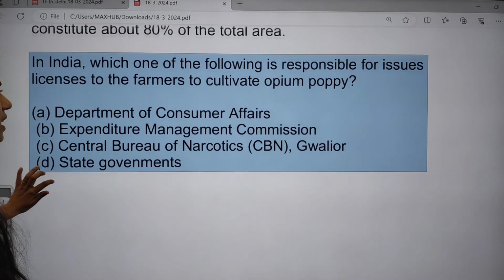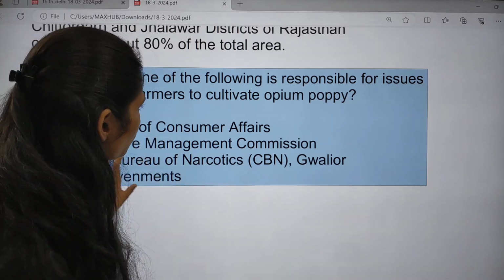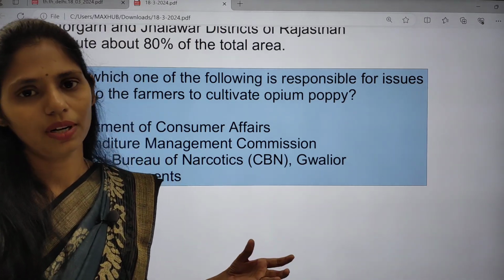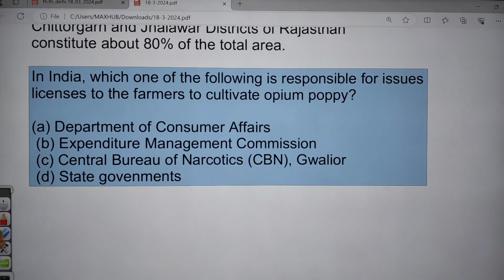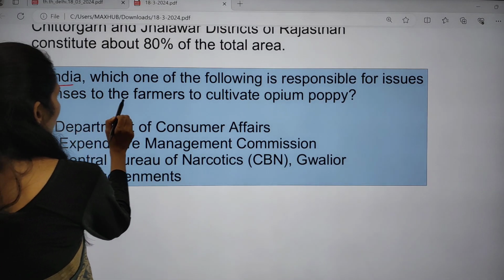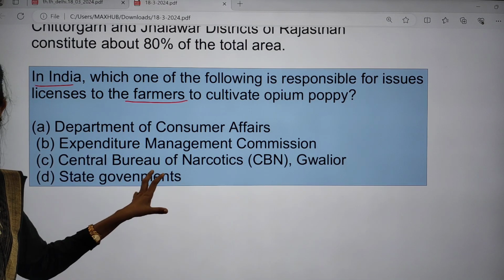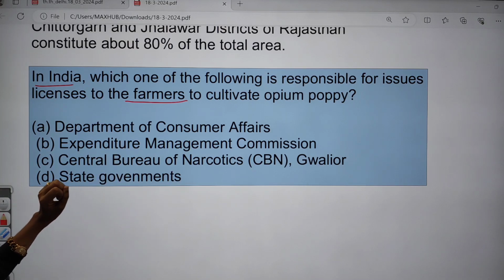So I want to give you one prelims practice question. In this way also you can expect a question in your prelims. The question here is: in India, which one of the following is responsible for issuing licenses to farmers to cultivate opium? There are options A, B, C, D. Please let me know the correct option for this answer.